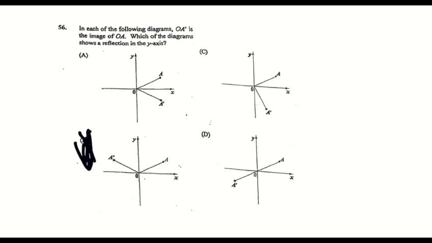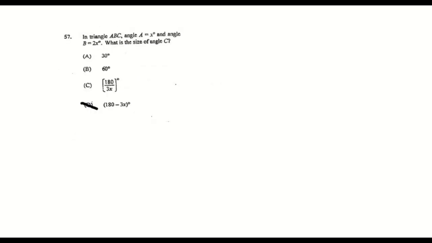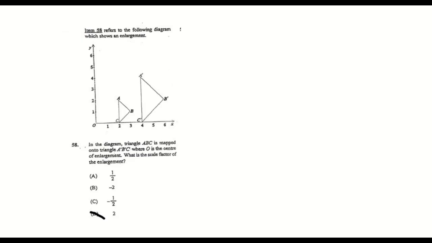In each of the following diagrams, OA is the image of OE. Which diagram shows a reflection along the y-axis? Your y-axis. So it will not be this, will not be this, will not be this. It has to be, that's B, right? Yeah, that's B. This one here, a repeated question, 180 minus 3x.